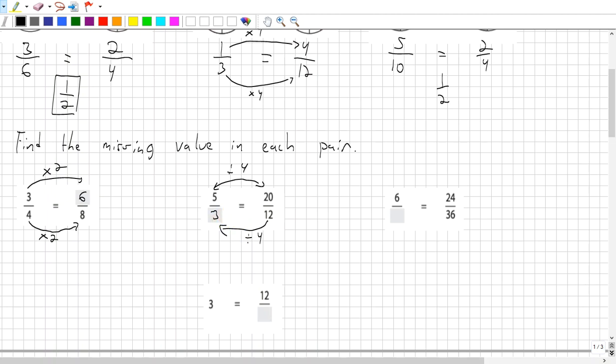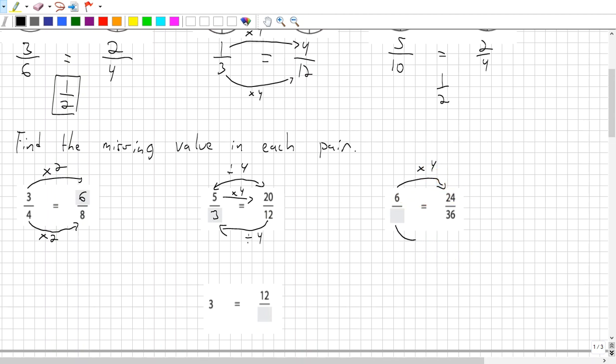Or if you did it the other way, you would say, oh, I multiplied the 5 by 4 to get to 20. Then you would say, what would I multiply by 4 to get 12? And you could say, oh, 3 multiplied by 4. Either way is fine. This one, 6 to 24, of course, that's multiplied by 4.